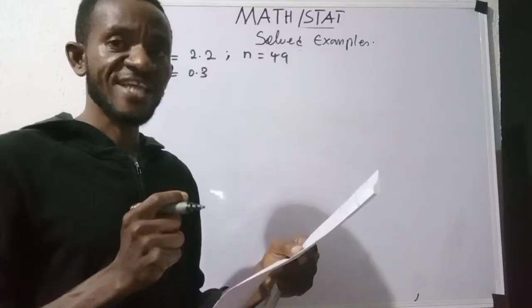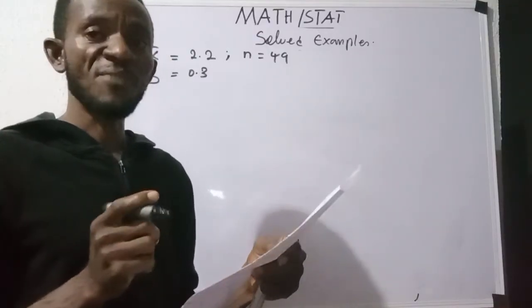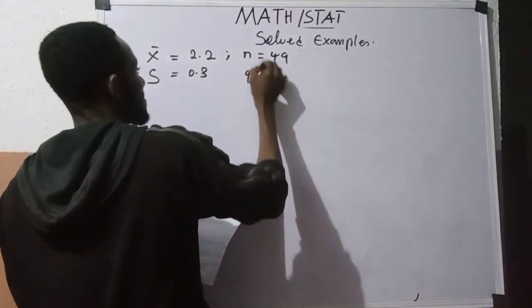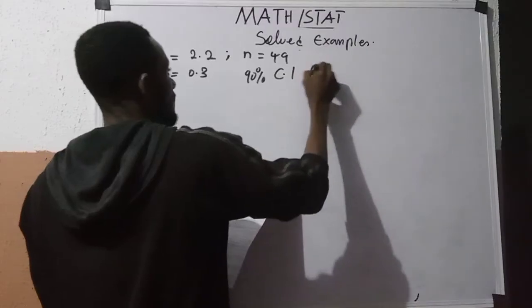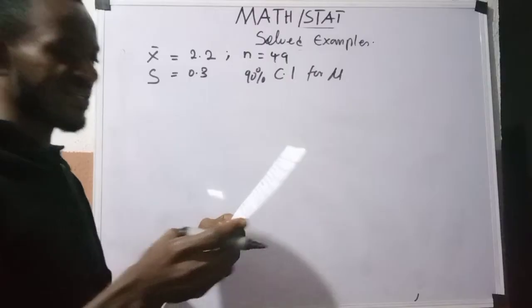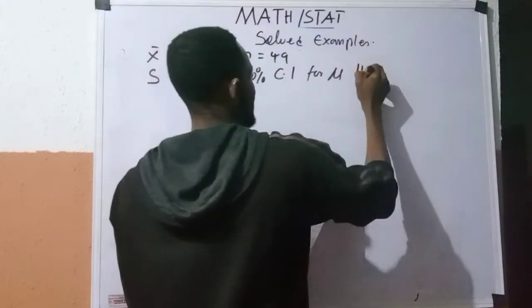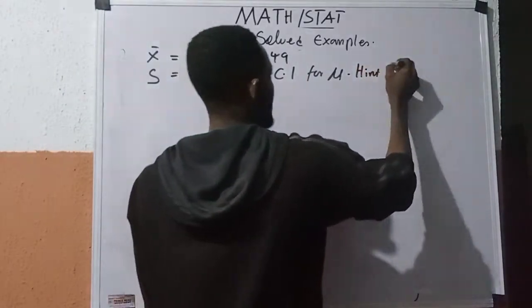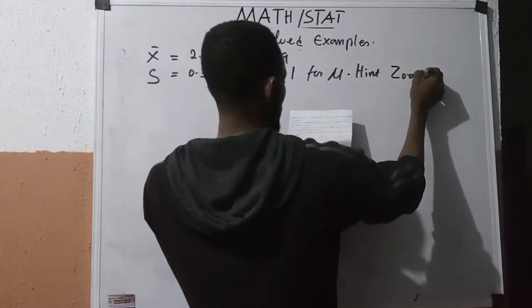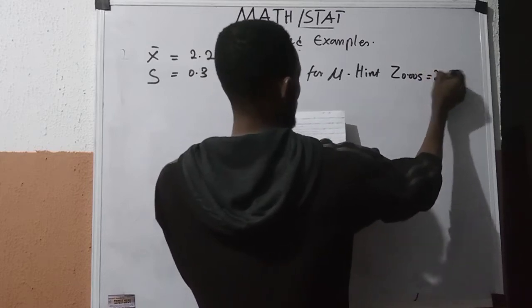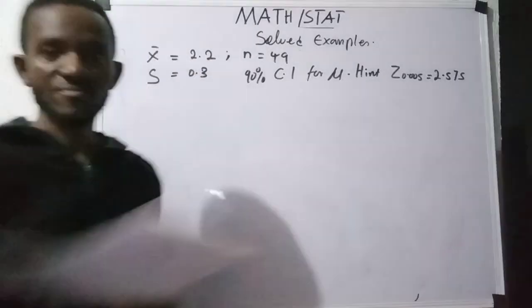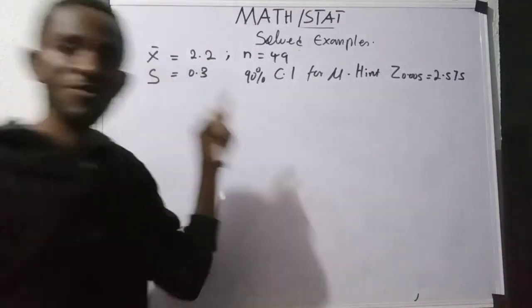They say find the 90% confidence interval for the population mean. So they want me to find the 90% confidence interval for mu. And there is something they said. They went ahead and told me a hint that z of 0.005 equals 2.575. So how do we solve this kind of problem?